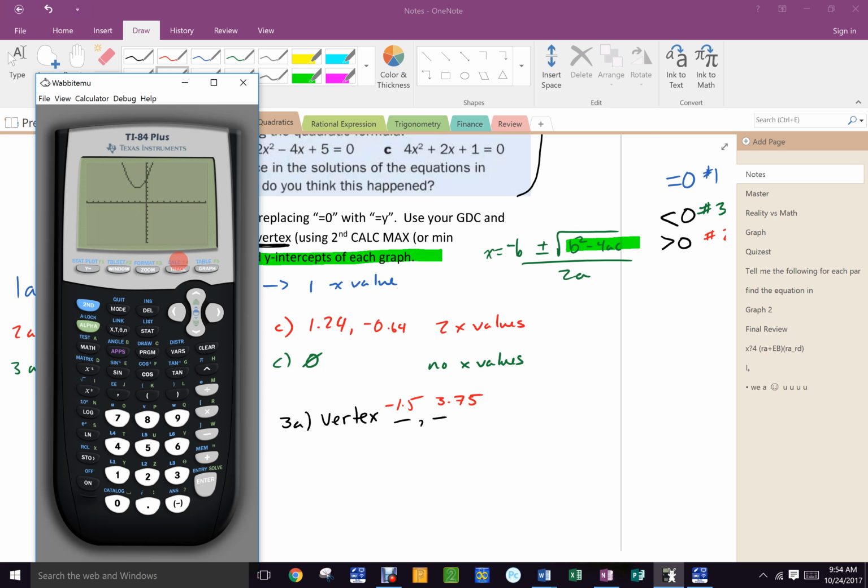Now, we want our calculator to do some work for us. So we can see right here, calc. We want it to calculate stuff, but it's a second function. Second calc. And what do I want? I want the minimum or maximum. In this case, it is a minimum. Yes? So I push 3 because I want my minimum. Now the calculator wants me to get the left boundary of where I am looking, right? So I'm going to move my cursor until I am on the left of the vertex.